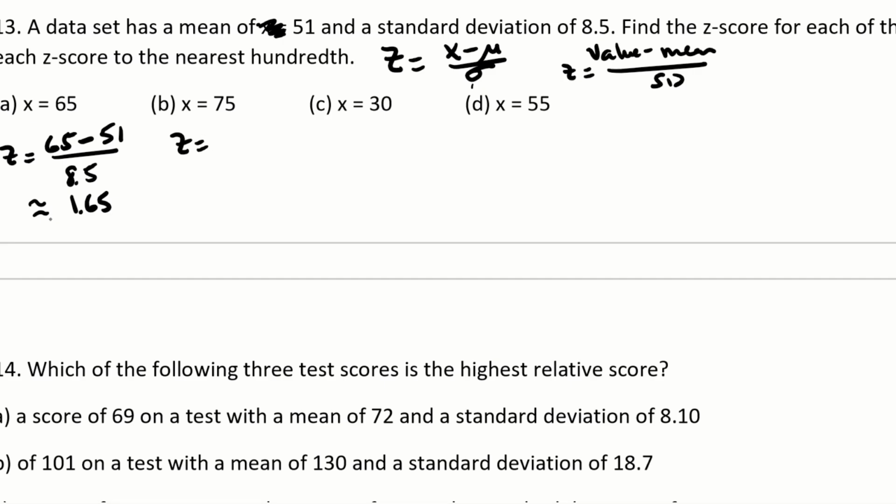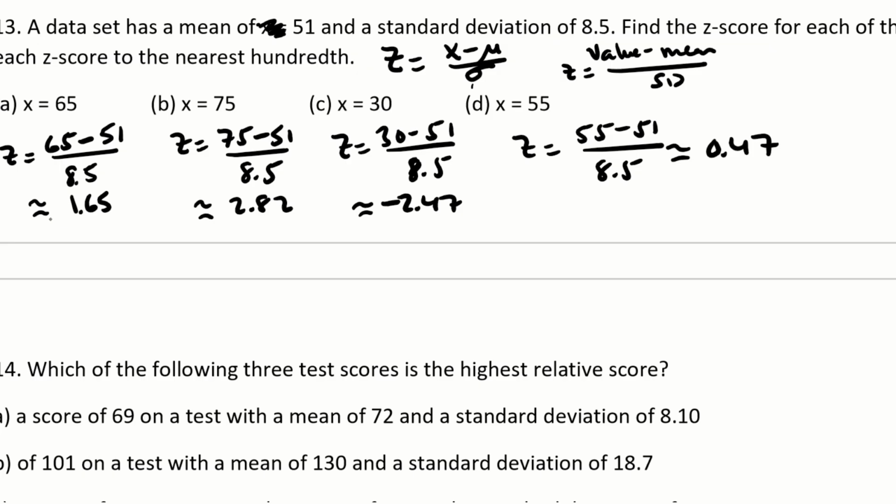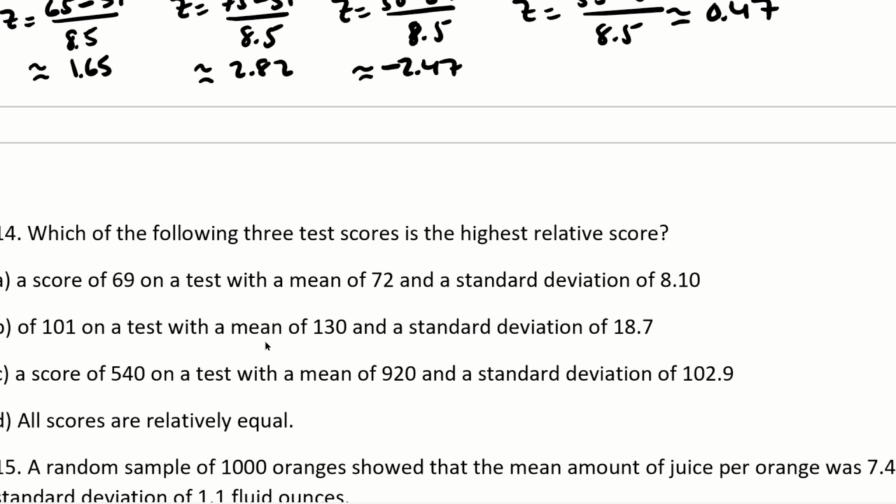This one, same deal. Value 75. It's the same mean and same standard deviation. So it's just practicing calculating the z-score. You get 2.82. This one is 30 minus 51 divided by 8.5. So you get approximately negative 2.47. And the last one is 55 minus 51 over 8.5. And you get approximately 0.47. All right, and that's it.